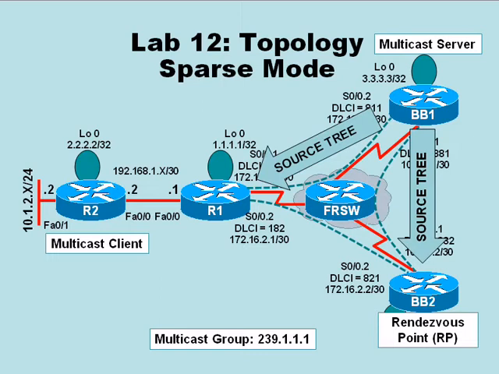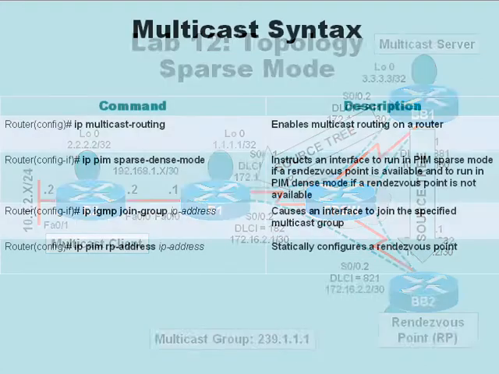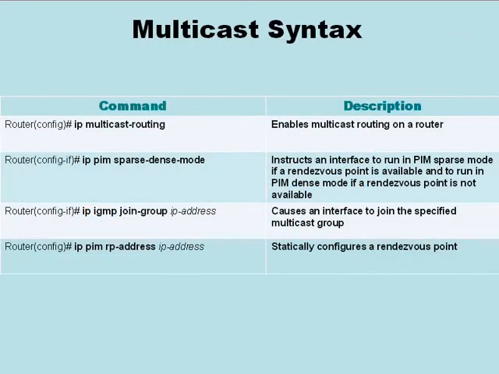Let's take a look at the syntax we will use to set this up. First, we will want to go into our routers and globally enable IP multicast routing. We do that in global configuration mode by simply saying ip multicast-routing. Then we will want to go in and enable PIM for our various interfaces that are going to be carrying multicast traffic. And we could say that we want to use sparse mode, or we could say we want to use dense mode. But in this lab, we want to demonstrate both dense and sparse mode.